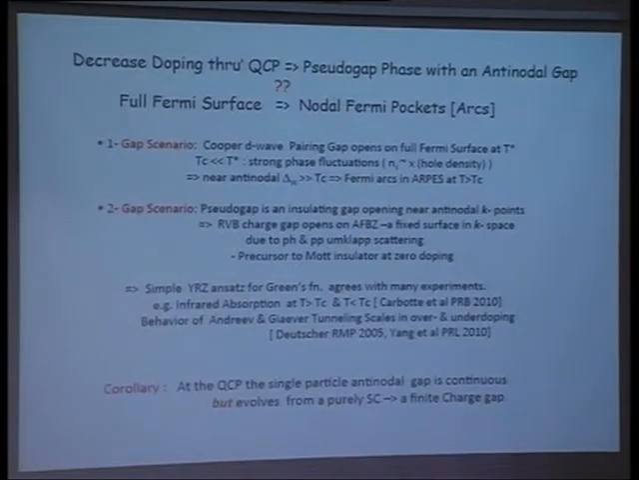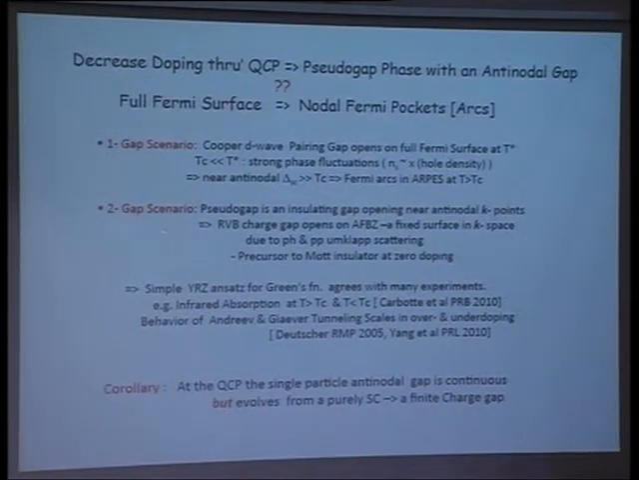Well, there have been a number of proposals. The initial proposal was what nowadays people call the one-gap scenario, namely that the Cooper d-wave pairing gap, which opens up on the full Fermi surface, characterizes an energy scale much bigger than the transition temperature because of strong phase fluctuations, because of the reduced superconducting stiffness, reduced Tc. So this would say the near antinodal regions, where the d-wave superconducting gap would be maximum, if this is much bigger than Tc, it could survive into the normal phase.